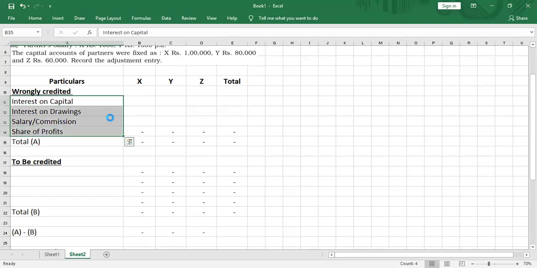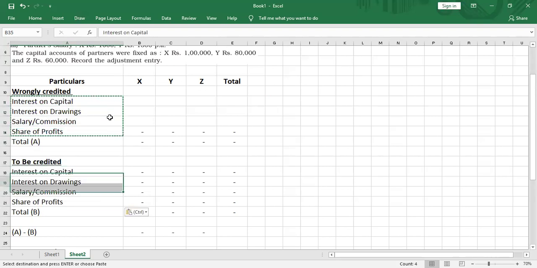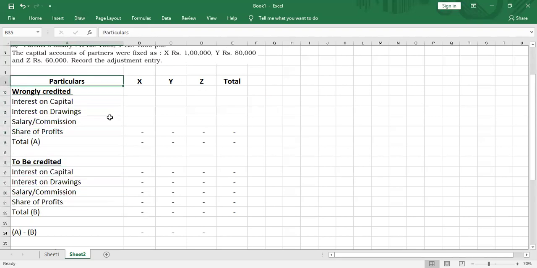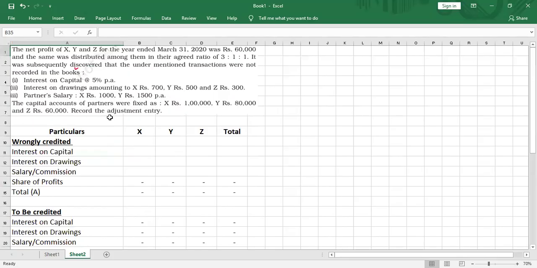One wrongly credited section, we'll call it A, and the to-be-credited section, we'll call it B. The problem here in the question is the business actually distributed 60,000 profit without adjusting for interest on capital, interest on drawings, and partner salary. So what they did wrong was they distributed the profits in that ratio without adjusting. So the wrongly credited will be the share of profits distributed in the old profit sharing ratio.